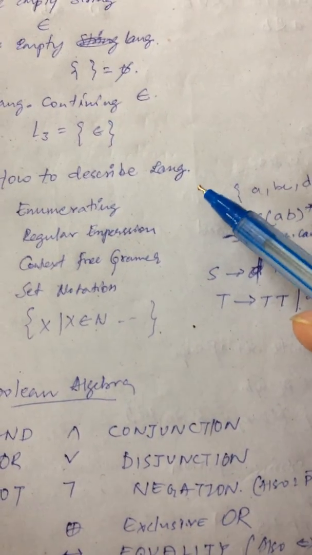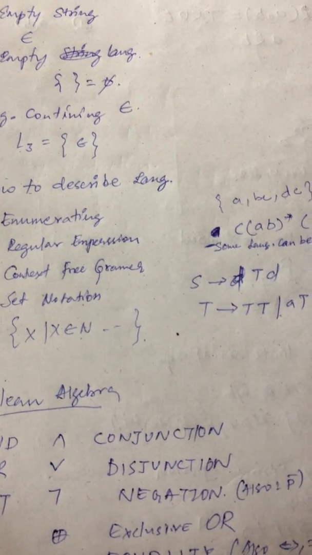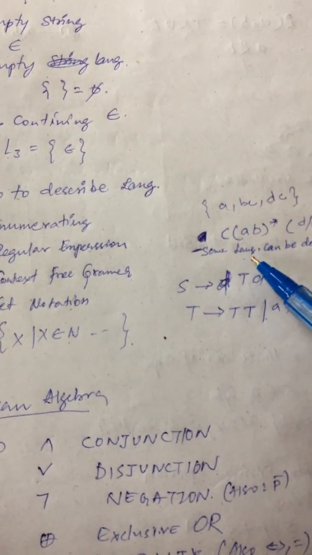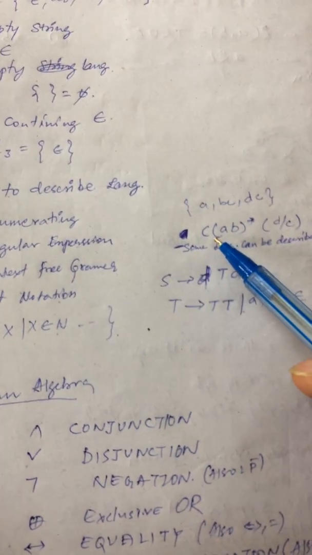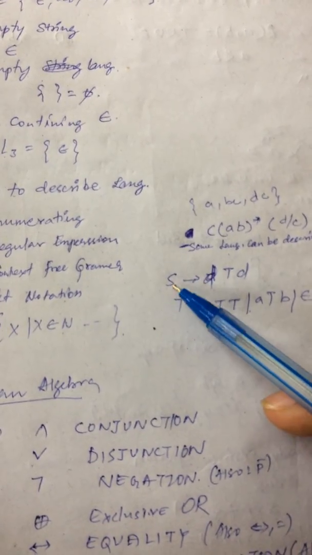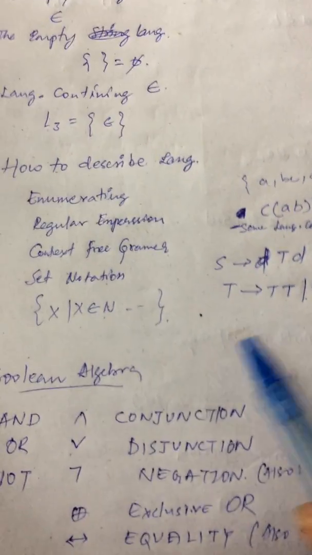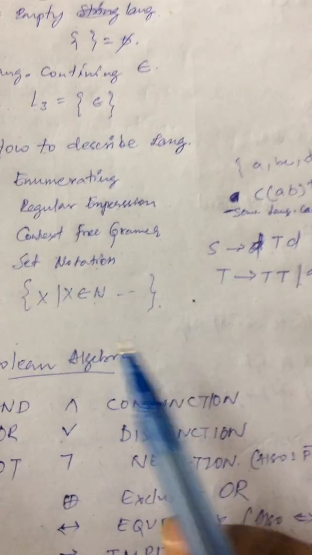So how to describe a language? We can describe a language by enumerating the strings like A, B, C, D, or else we can use regular expressions, or you can use a context-free grammar like this: S is transformed to DT, and set notation is always there for us.